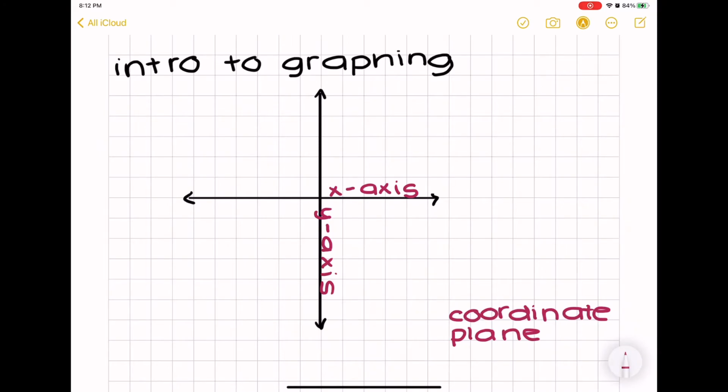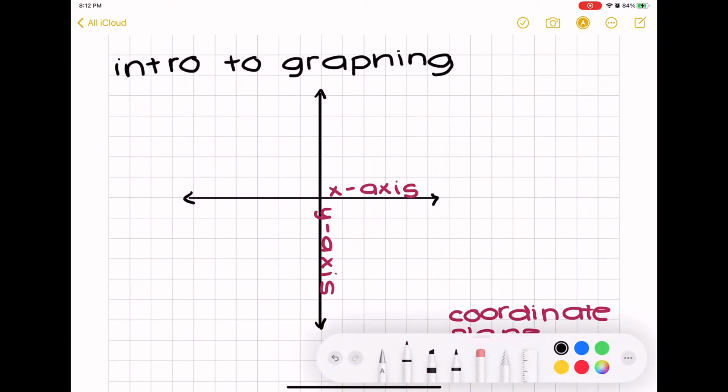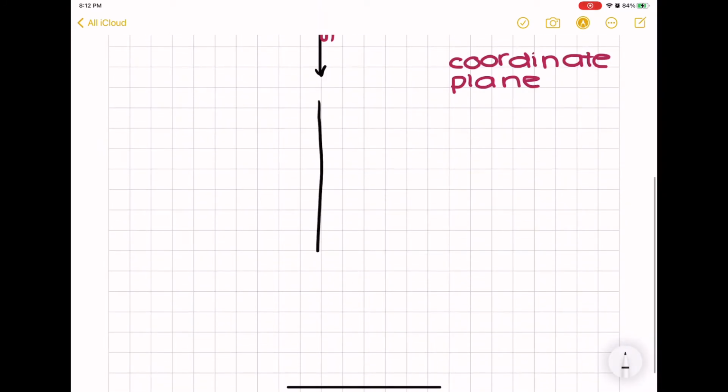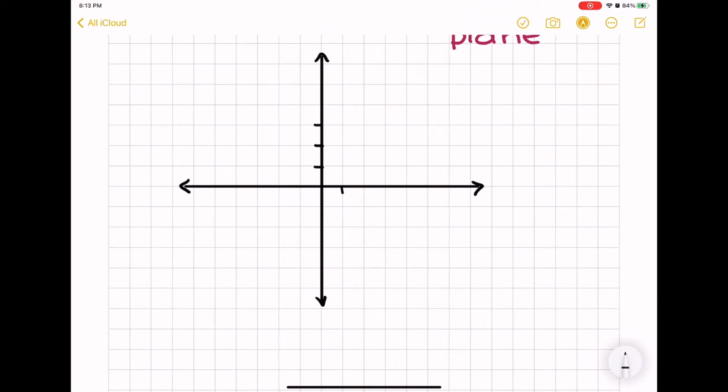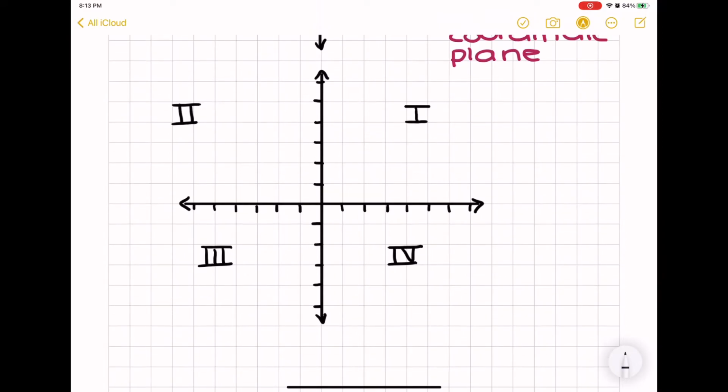And I'm going to draw another graph just so that I can show you even more terms, but so that this graph doesn't get as crowded. Now on a graph, there are 4 different quadrants. And we label the quadrants going counterclockwise. The first one is 1, the second one's 2, the third one's 3, and the fourth one's 4.